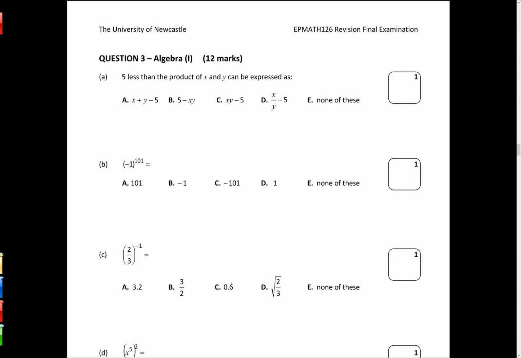5 less than the product of x and y can be expressed as. Firstly, what if someone said, what's 5 less than 7? I'd say the answer is 2, because 5 less than 7 means 7 minus 5. 5 less than something is taking 5 off it. So I wanted my answer to be taking 5 off it. What does product of x and y mean?